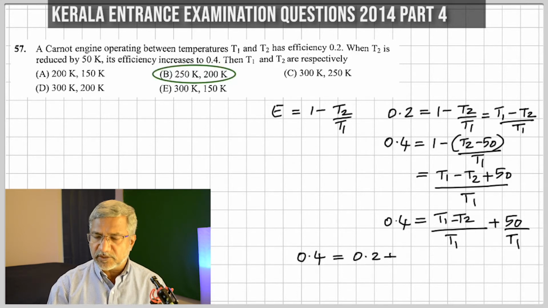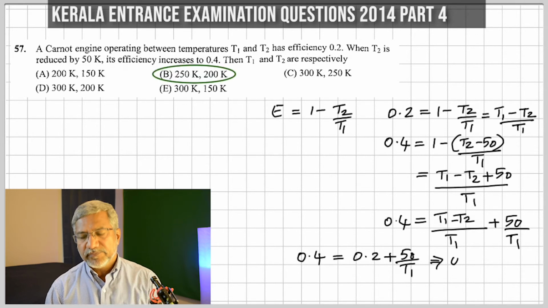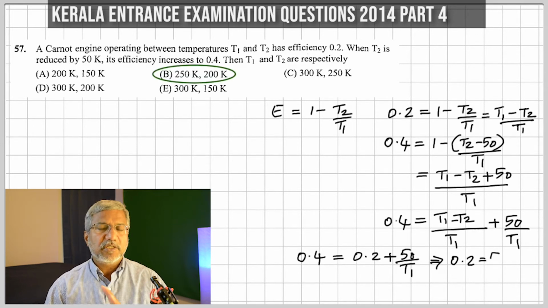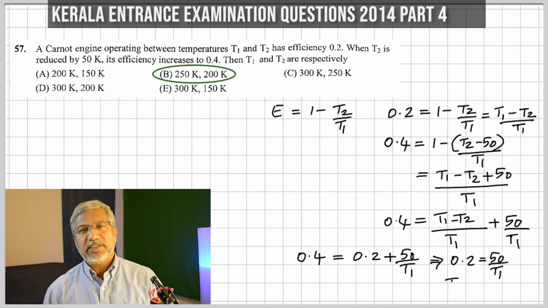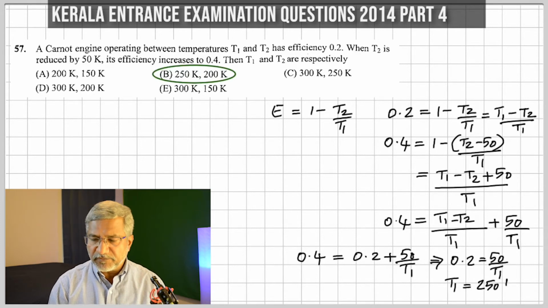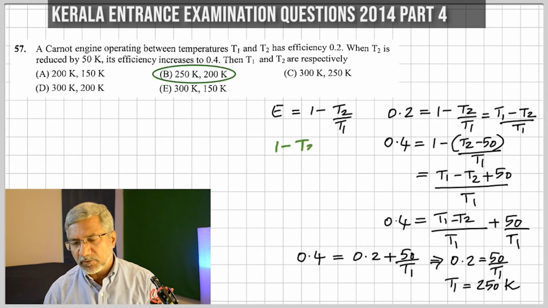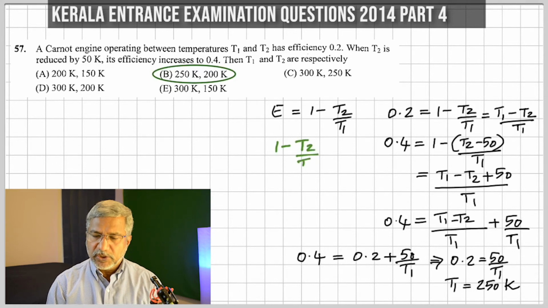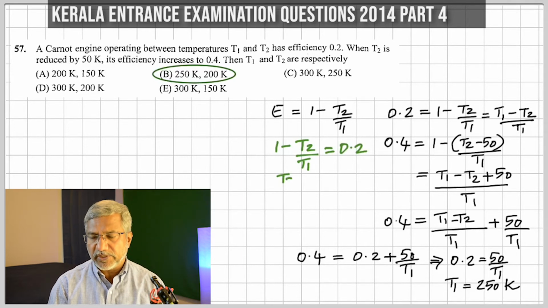Then I see that's what I'm writing now. 0.4 is equal to 0.2 plus 50 by T1. And I can solve for T1. So a little bit of math there. Take this 0.2 to the other side. 0.4 minus 0.2 is 0.2. 50 by T1. So T1 is 50 by 0.2, which is 500 by 2. So it's 250 Kelvin.